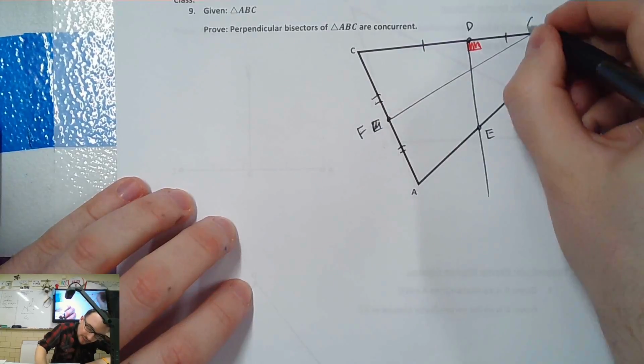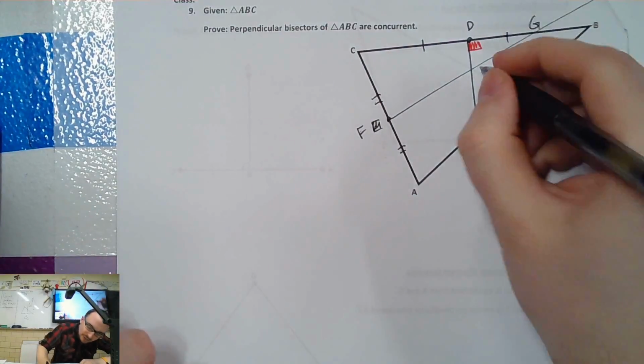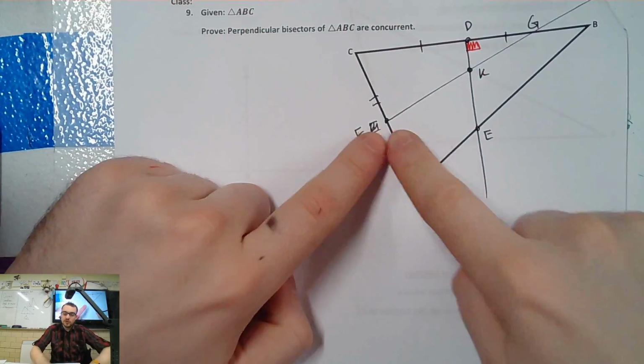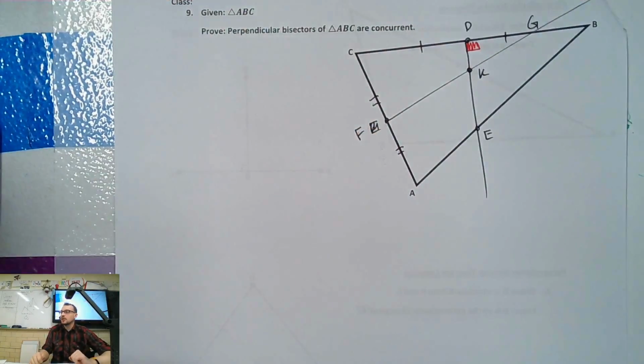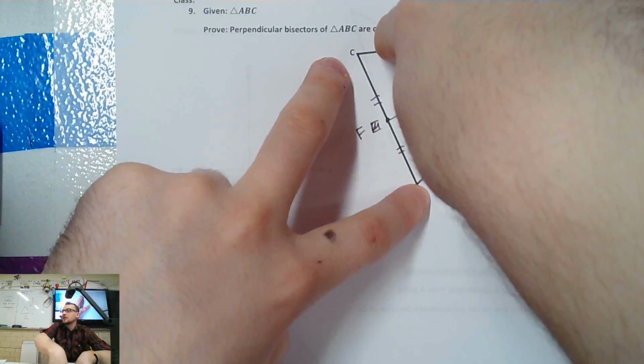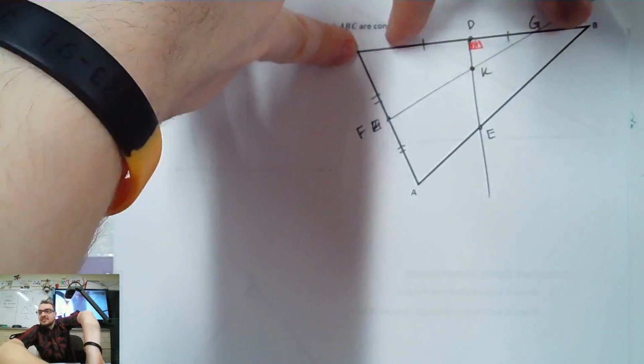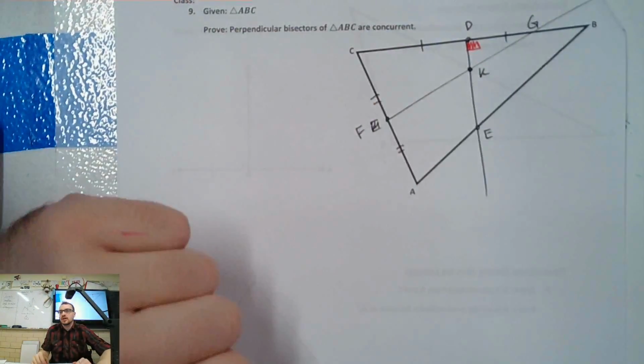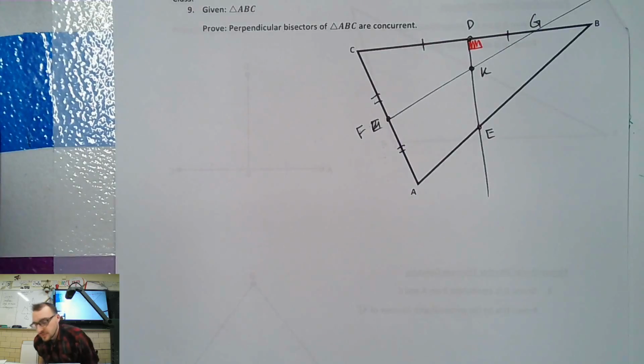I always do that. F and G. And where they intersect, I'm going to call K. That's a reasonable assumption, because in order for these to not intersect, those lines would have to be parallel, which means these segments would have to be parallel. And if they were parallel, I wouldn't have a triangle, right? That's not possible. You can't have sides be parallel in a triangle. Does not work. Okay?